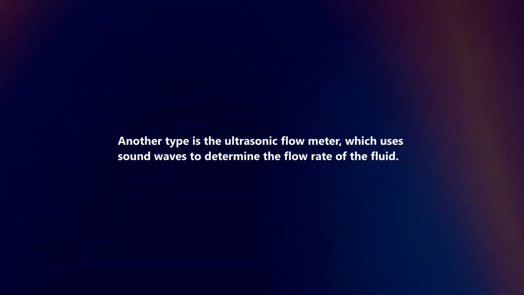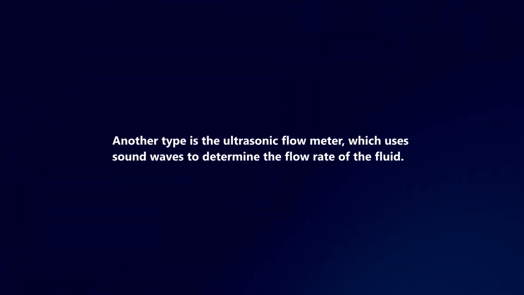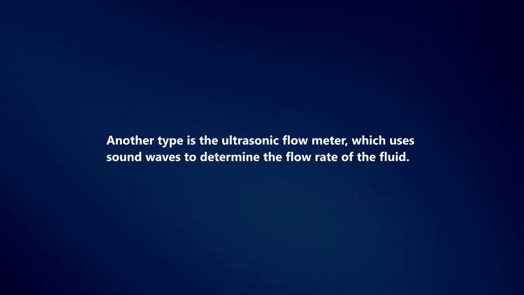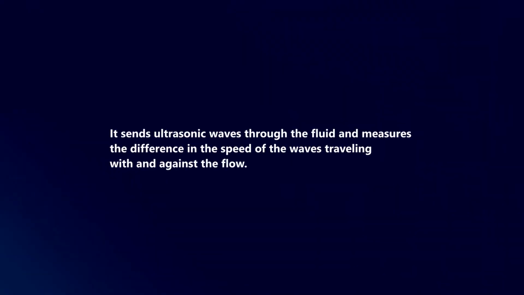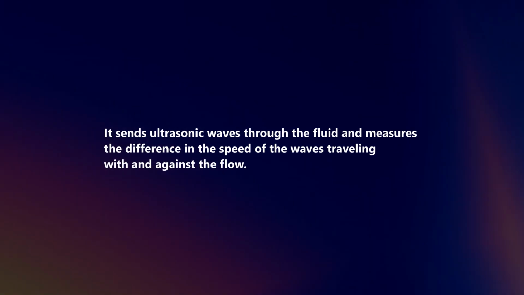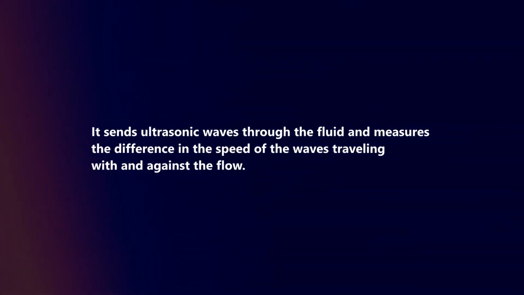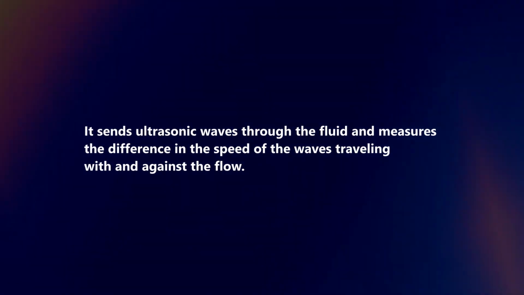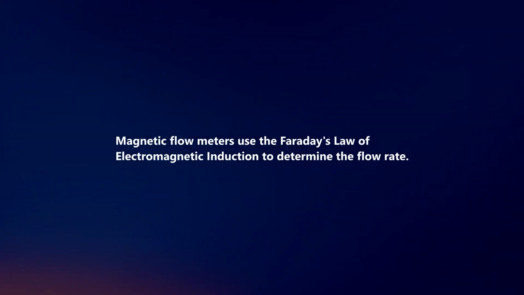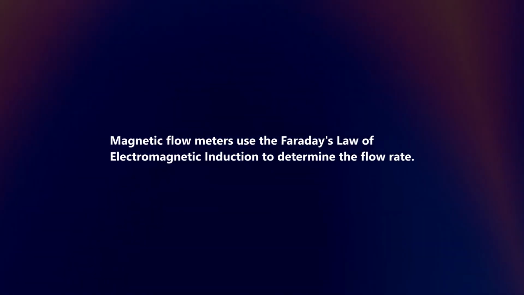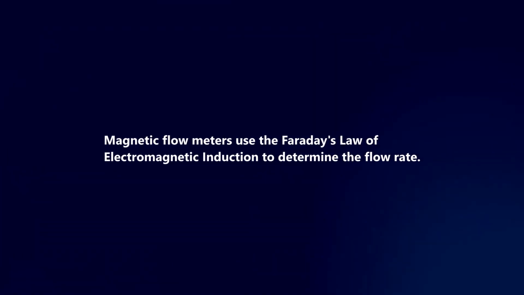Another type is the ultrasonic flow meter, which uses sound waves to determine the flow rate of the fluid. It sends ultrasonic waves through the fluid and measures the difference in the speed of the waves traveling with and against the flow. Magnetic flow meters use Faraday's law of electromagnetic induction to determine the flow rate.